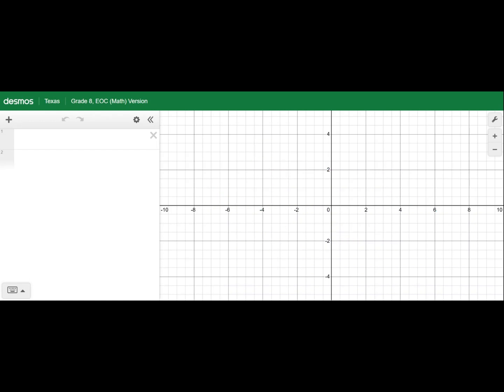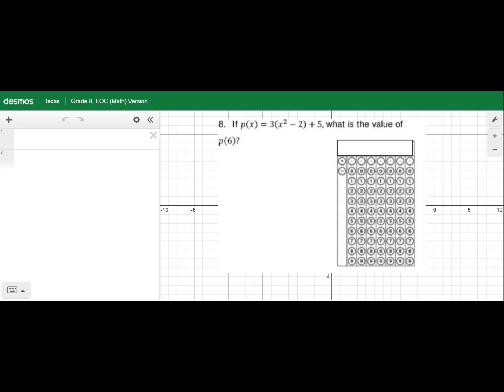It says here, if p of x is equal to 3 multiplied by x squared minus 2 plus 5, what is the value of p of 6? And we're going to solve this problem. Again, the given is p of x is equal to 3 parenthesis x raised to 2 minus 2 close parenthesis plus 5.